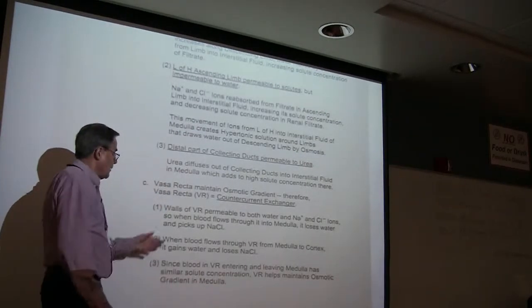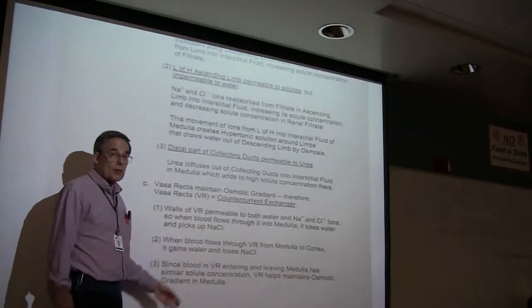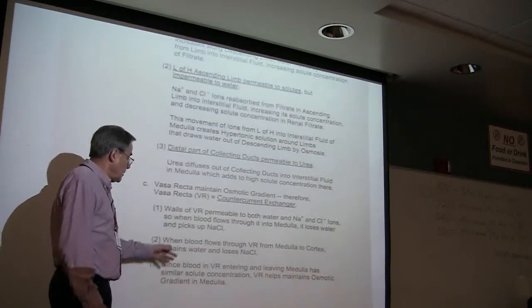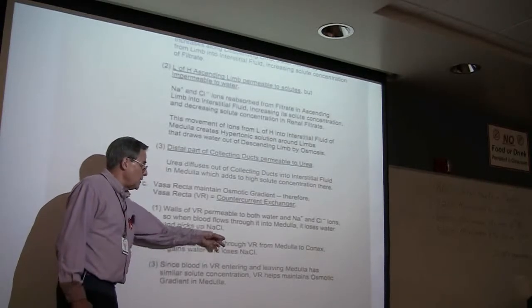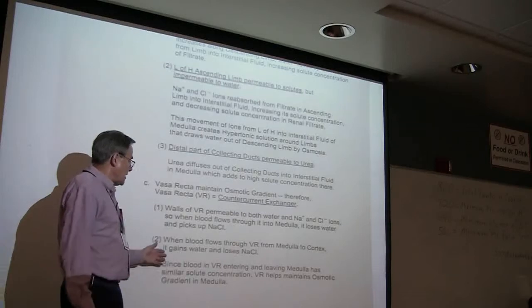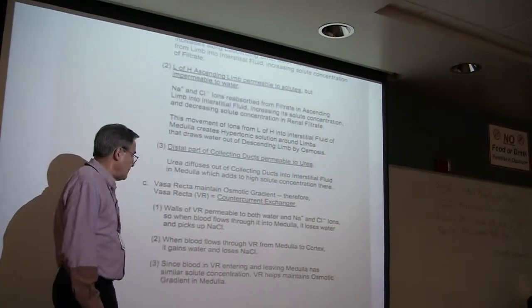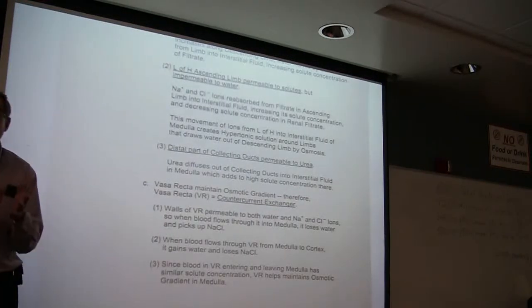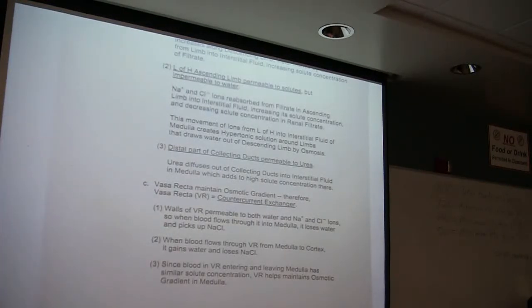Okay? But it can also pick up some of the sodium chloride, because remember, it's permeable to both solutes and to water. When the blood flows through the vasa recta from the medulla back into the cortex, it's going to gain water again and lose the sodium chloride. So it's basically maintaining the status quo. It's maintaining what was there. So the net effect is to do what?